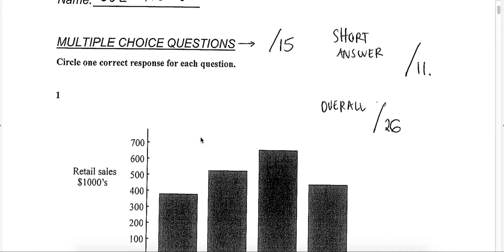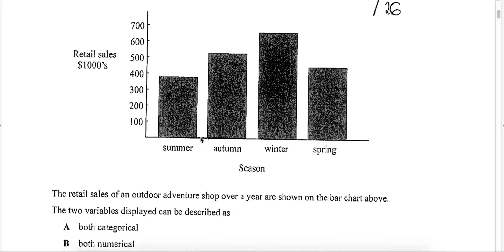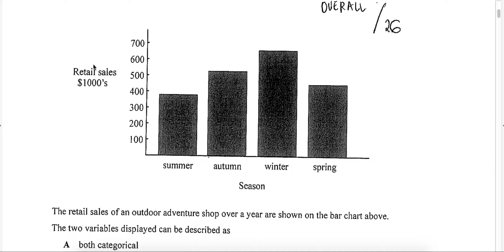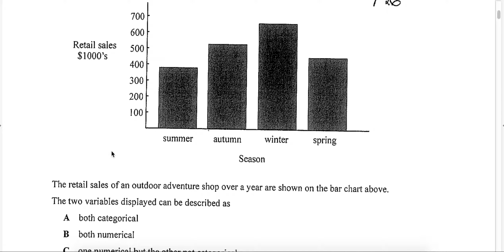Okay, so like I said, if the first few questions aren't applicable to you, do just skip ahead. I am going to go through this in order. So question 1, you were given 2 variables. Here we have retail sales and we have season. This particular display is a bar chart, but the bar charts that we've been looking at tend to have frequency along the vertical axis. This one's a little bit different, but the point of the question is to get you to look at the variables and decide whether they are categorical or numerical.